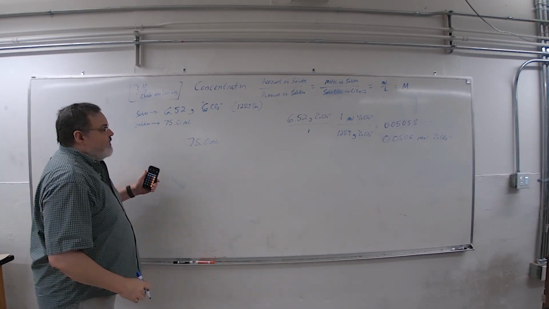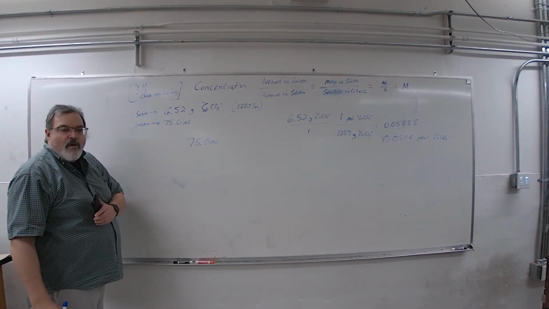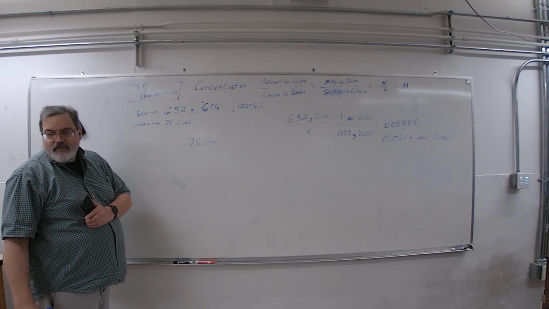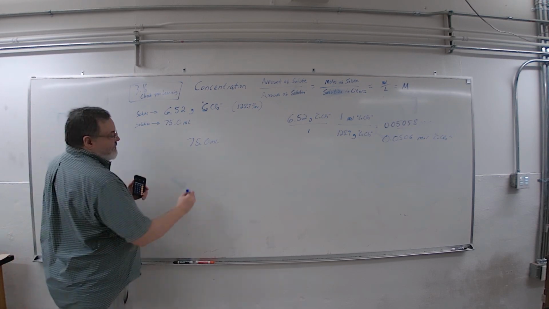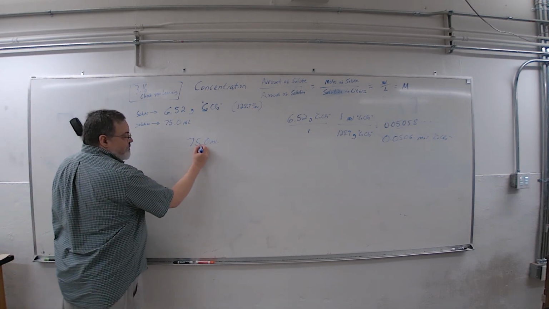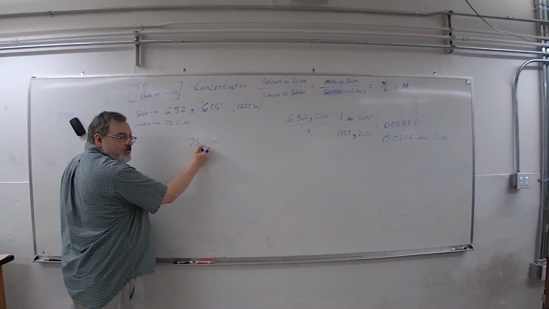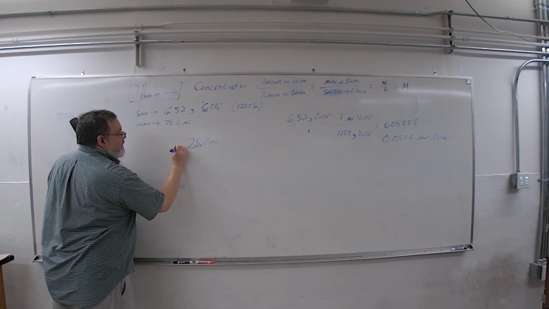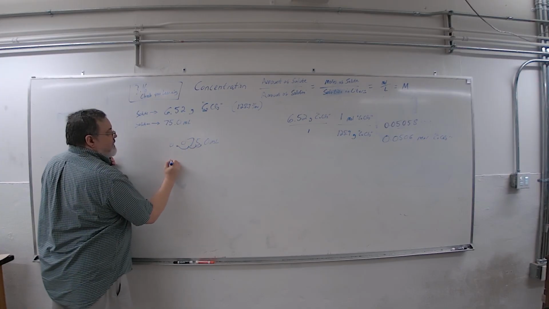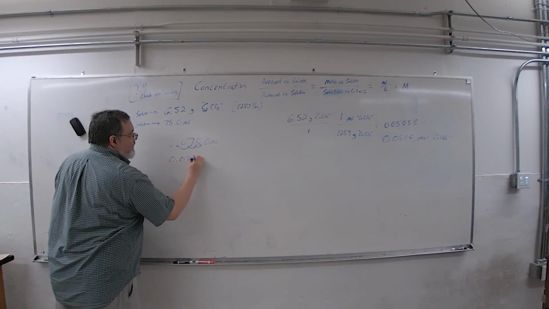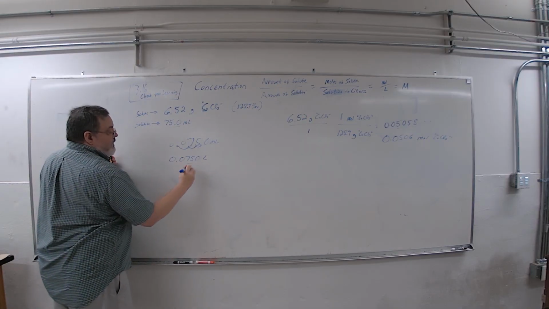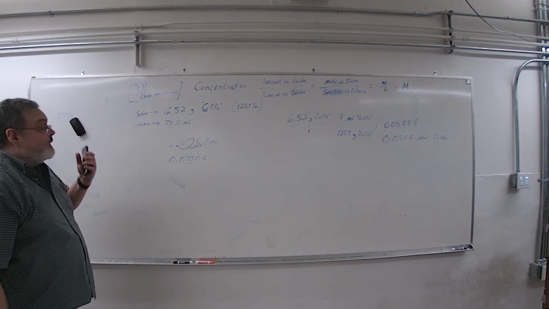If you just wanted to move the decimal, what is that in liters? It's 0.0750. You've got to keep that 0, because that's three significant figures.